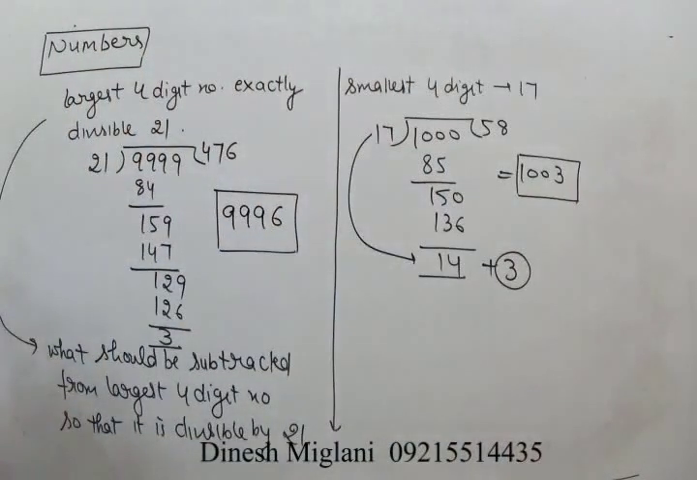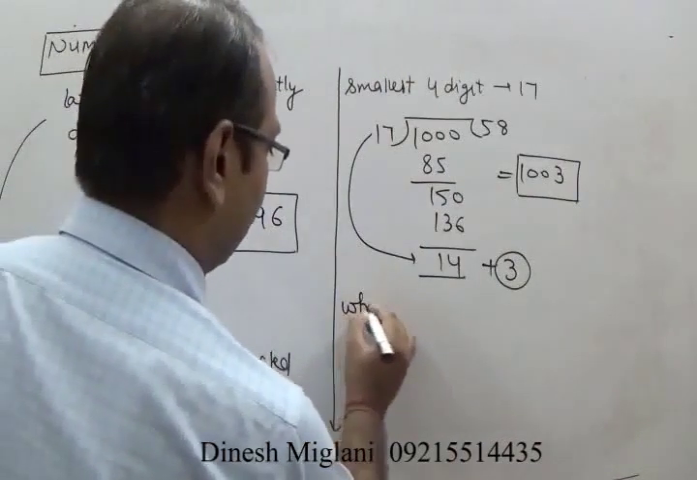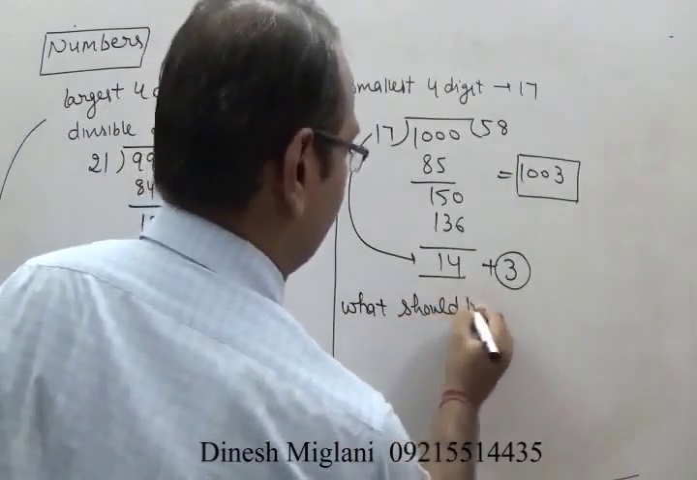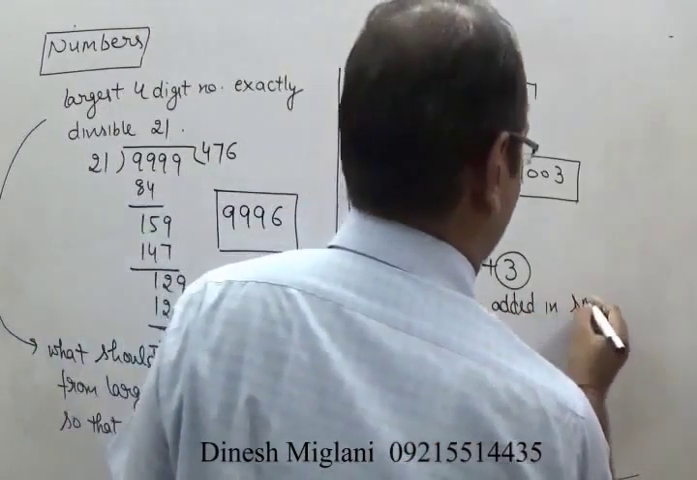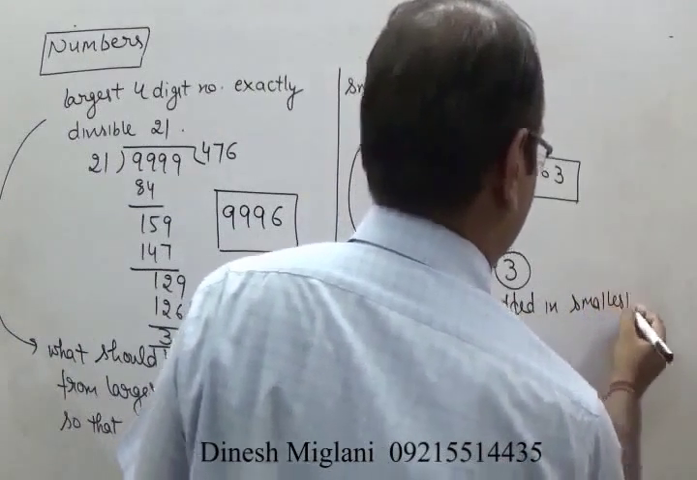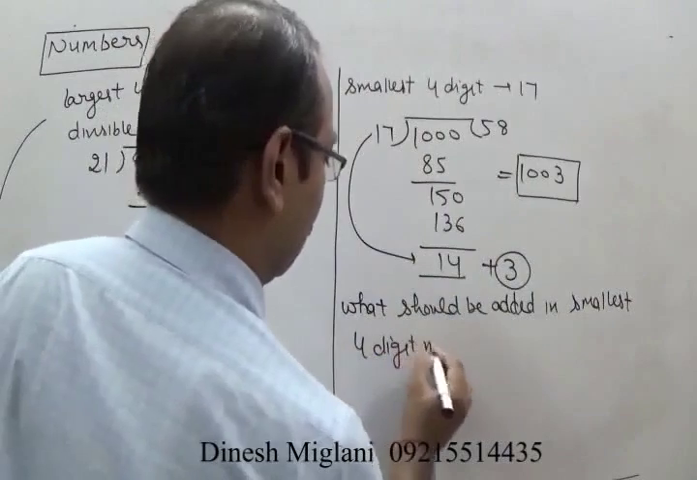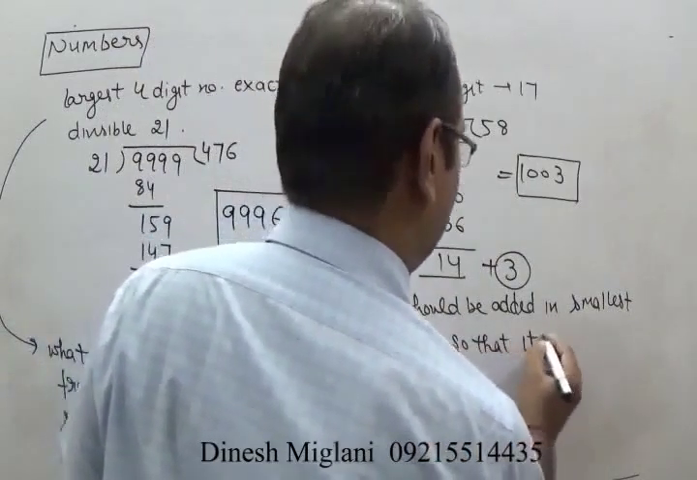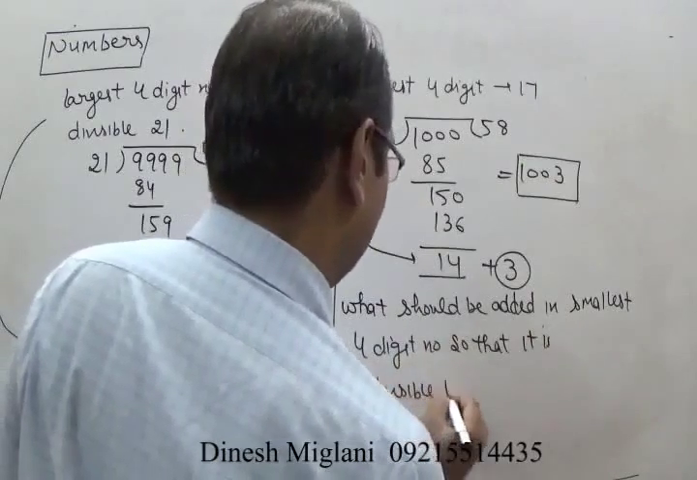Or this question may be looked at in one different way. The question is, what should be added to the smallest 4-digit number so that it is divisible by 17?